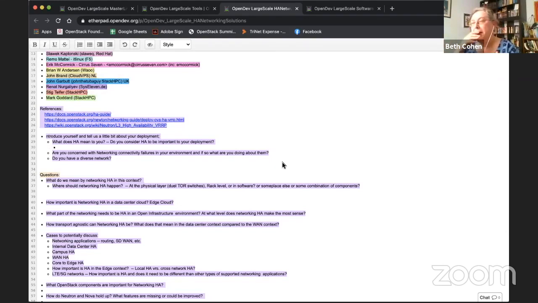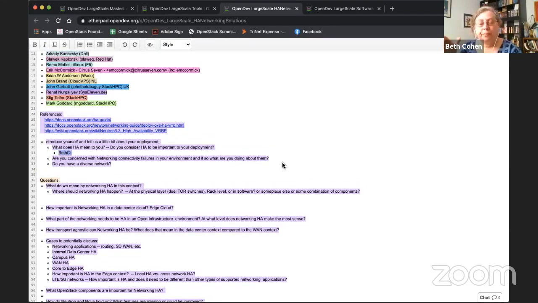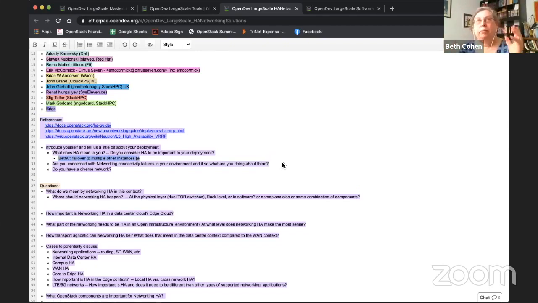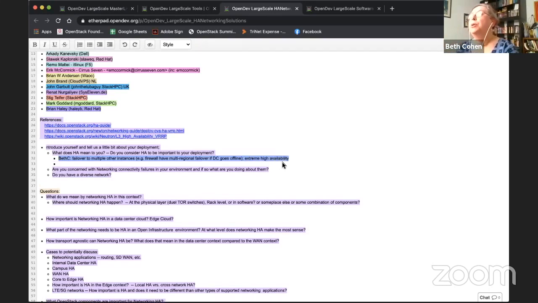So high availability in my world, particularly around networking, means failover to multiple other instances. So in the case of a firewall, we typically have a failover, regional, multi-regional failover, so that if literally the data center goes down, not that that normally happens, but it could, backhoes do pull cables, then it will fail over to another data center. So extreme high availability. So I want to open it up to others.